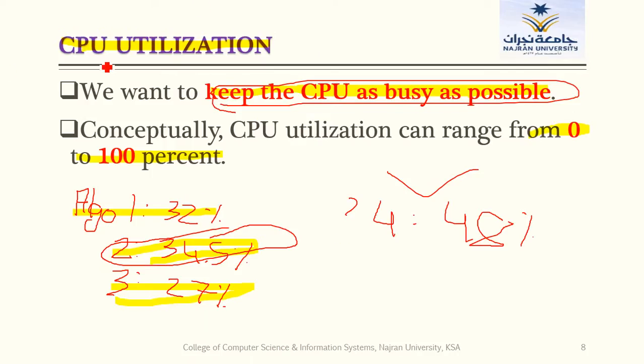And we have defined what utilization is: keep the CPU as busy as possible. As an example, we have to check which algorithm is making our CPU more busy, that algorithm will be best. The busy percentage will be from 0 to 100%, so we have to find out which algorithm is making the CPU more busy.